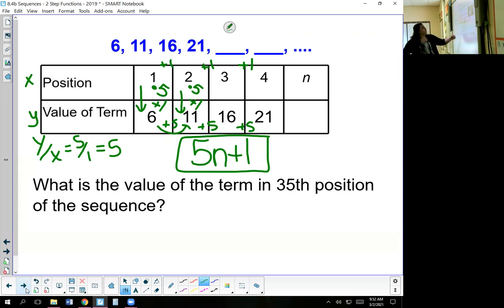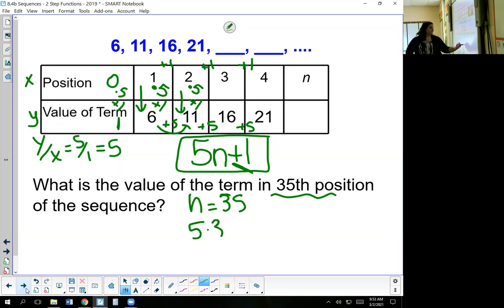Okay? How did I know? I could also check it to see what it was at 0. 0 should be at 1. Well, if I multiply by 5 and add 1, I get 1. Hence this value right here. So again, how do I find the 35th position? You plug in n into your expression.